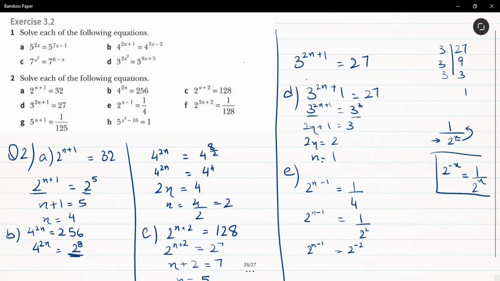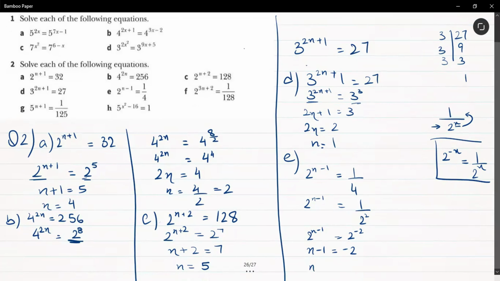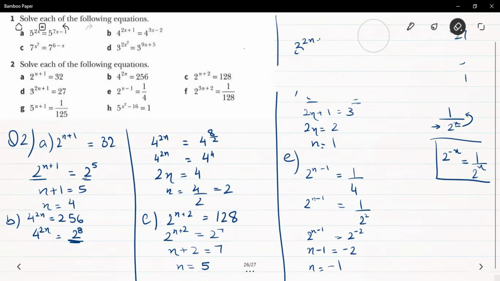Okay, so moving forward, we get n minus 1 is equal to negative 2, and n is going to be equal to negative 2 plus 1, which is equal to negative 1. So that's it. This is it for part E. Let me just erase it so that I can continue.